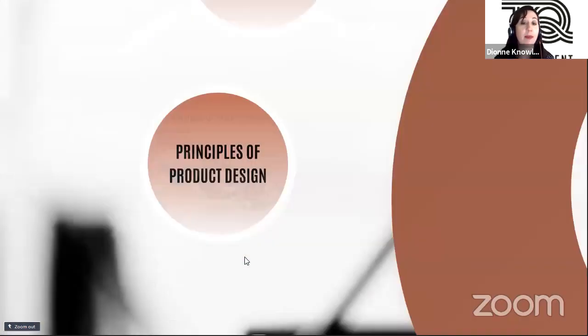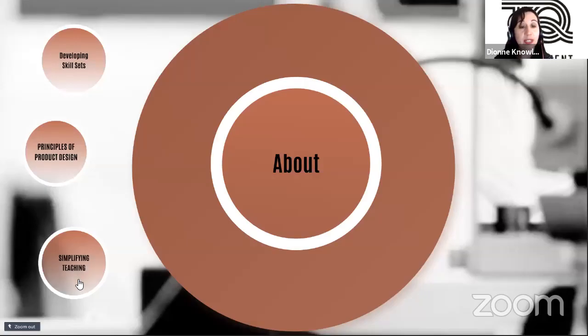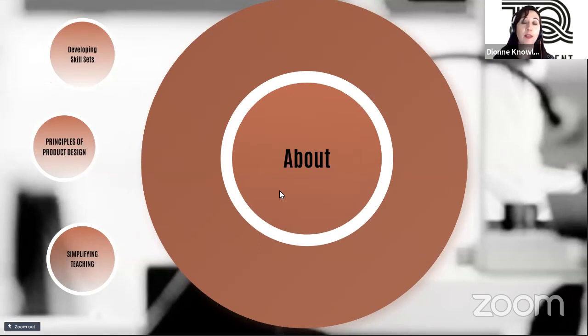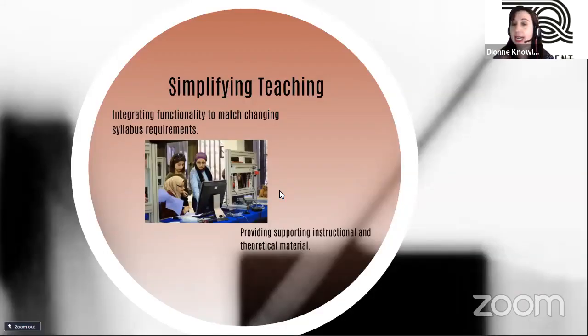And our virtual data acquisition system is often a very important and powerful aspect of that, as well as really fostering passion and getting everybody involved. We're also about simplifying teaching, thinking about lab technicians and lecturers now. We're constantly working with universities and colleges and industry around the world to integrate functionality that match the changing syllabus requirements. And we also, to make it simpler, we provide supporting instructional and theoretical material.